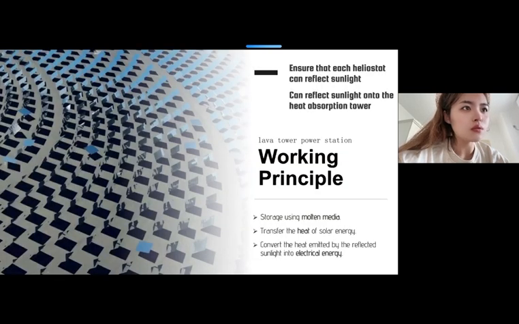Next, we want to introduce a new energy power generation mode in Western China, namely the Lava Tower Solar Thermal Power Station, as an example to introduce our theme.